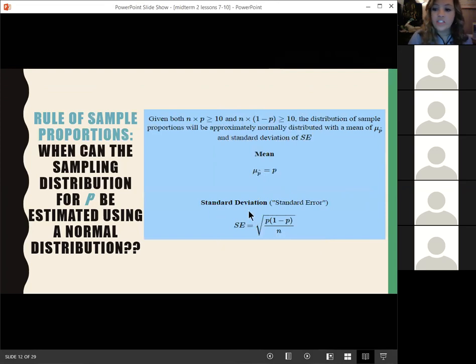Then we have our standard deviation down here, and this is just the equation used to find that. In terms of our samples, we do call it the standard error. So just keep in mind this is what we have using our population parameters, population proportions, for this equation here.